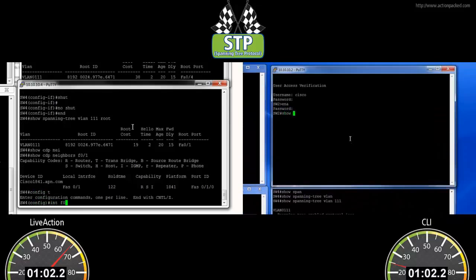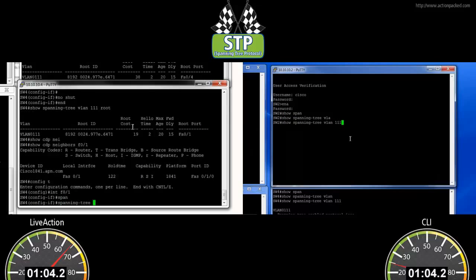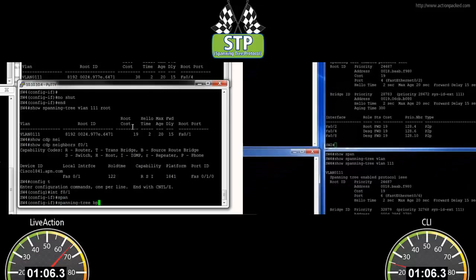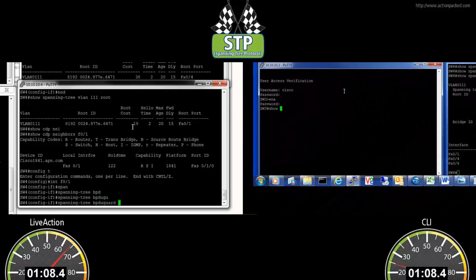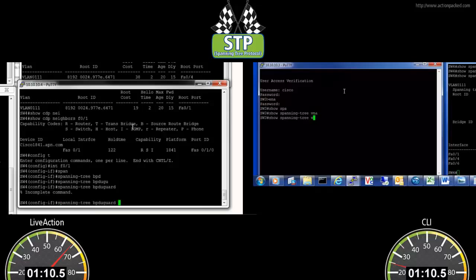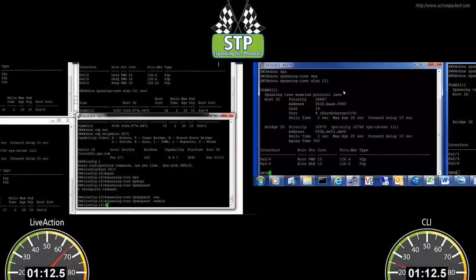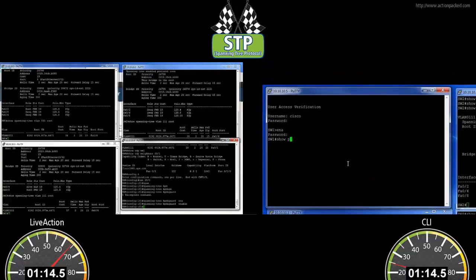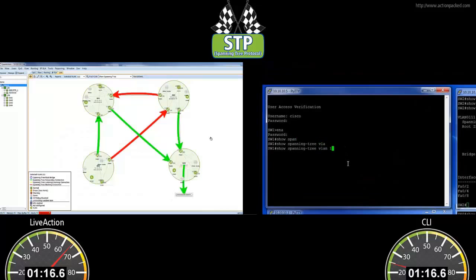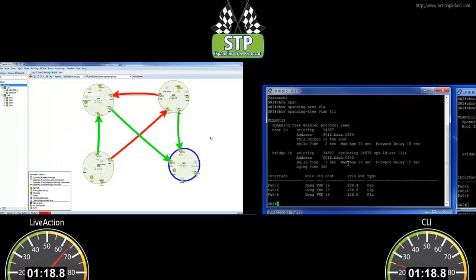Before any troubleshooting can even begin, on the command line, the network administrator would need to manually issue show spanning VLAN commands on each individual device to see what the spanning tree root bridge is. This information is critical for us to identify and isolate the problem.